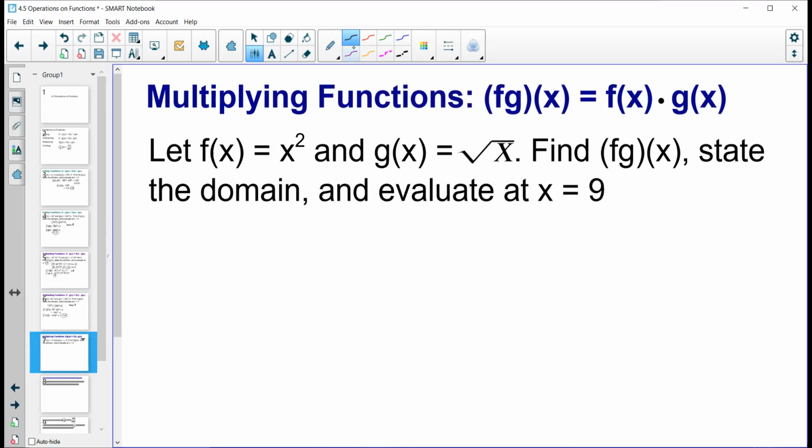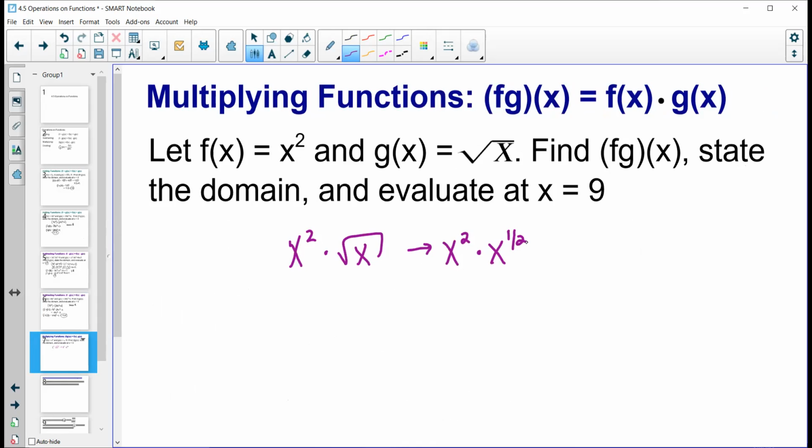So again, when we're multiplying functions, all we're going to do is take the original function and multiply it times the other one. So in this case, we've got an x squared times a square root of x. Now these ones are two different functions. One's a polynomial and one's a radical function. But remember, I can rewrite this radical function here with an exponent. So this is really the same as x squared times x to the 1/2.